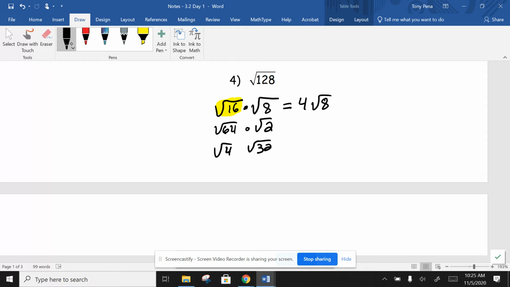All right, let's say we go to the second one. Our perfect square in this one is a 64. So that's going to be an 8 root 2. Square root of 64 is 8. And if we go to the last one, the 4, that's going to be a 2 root 32. All right. Now, we still want to make sure these are completely simplified.